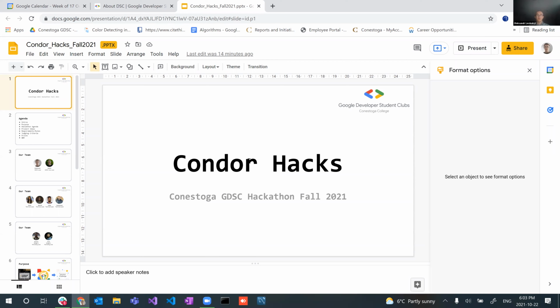This will be an official opening of our hackathon, the Conestoga GDSC Google Developer Student Club Hackathon Fall 2021. This hackathon is dedicated solely to Conestoga College students, so that's one of the requirements. We decided to organize this hackathon to bring the community closer, help you develop your skills, and maybe expand your resume a little bit. So, welcome again.